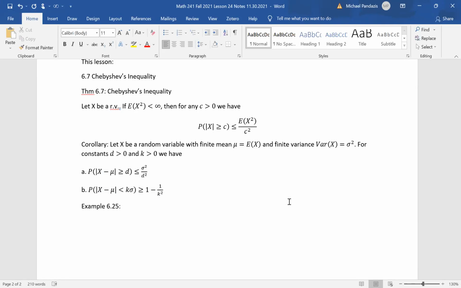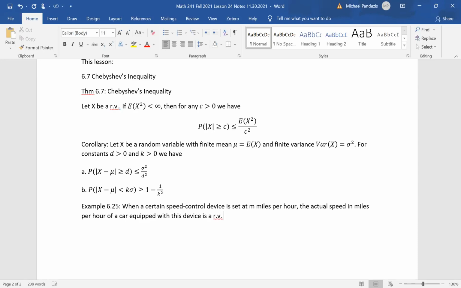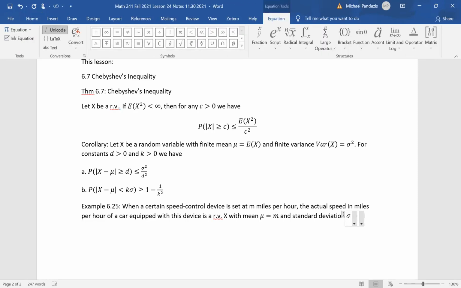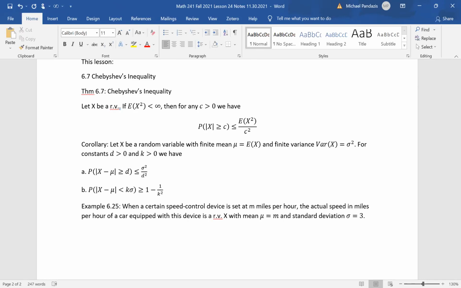So after that, this is an example. When a certain speed control device is set at m miles per hour, the actual speed in miles per hour of a car equipped with this device is a random variable capital X with mean mu equal to little m and standard deviation sigma equals 3. Sigma squared is the variance and sigma is the standard deviation.